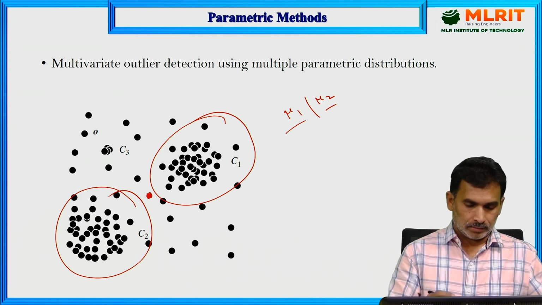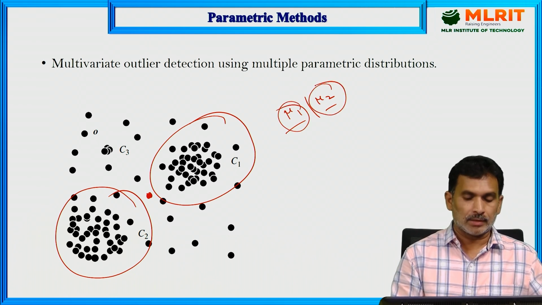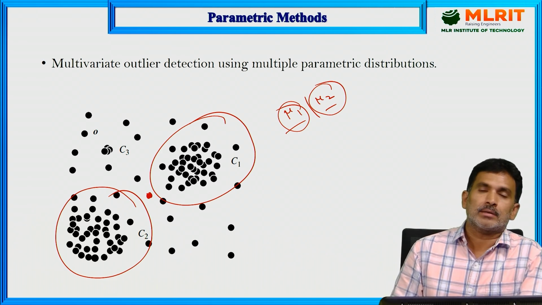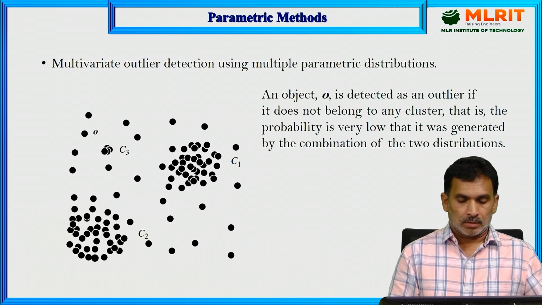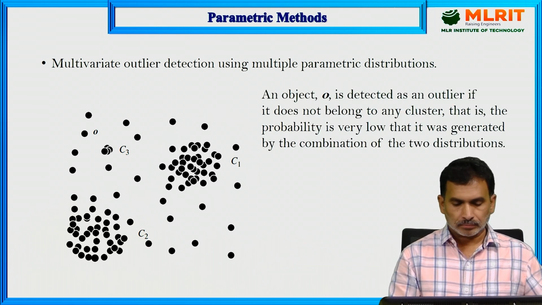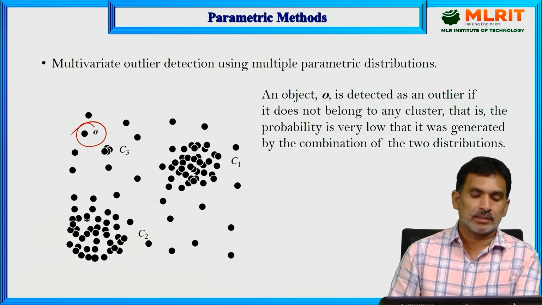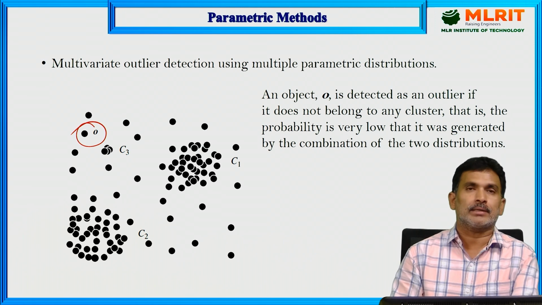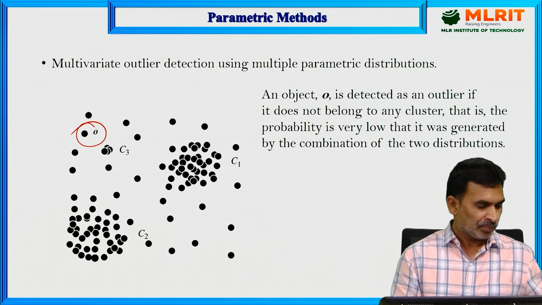For one distribution we follow mu1, and for another distribution we follow mu2, and the rest of the data points which follow neither mu1 nor mu2 would be treated as outliers. So in this case, the object O is detected as an outlier because it does not belong to any cluster; the probability is very low that it was generated by the combination of these two distributions.